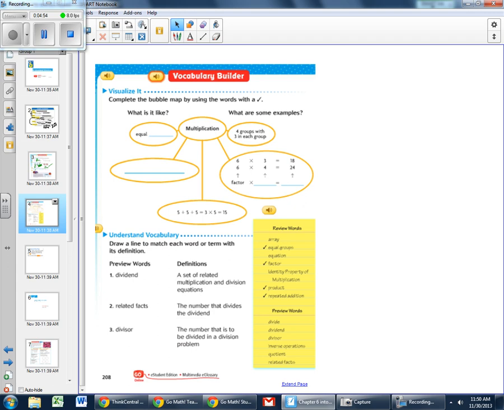Looking at what it is like and what are some examples. This is a great bubble map because you have to be able to explain it in words and then do the examples, and that's what we've been working really hard on. Your first one, multiplication, talks about equal groups.